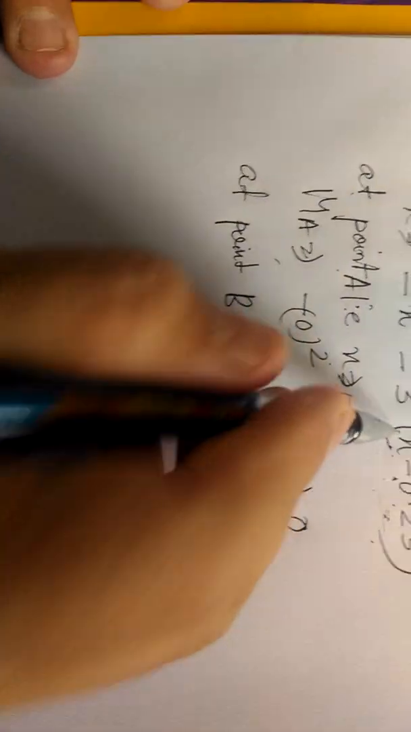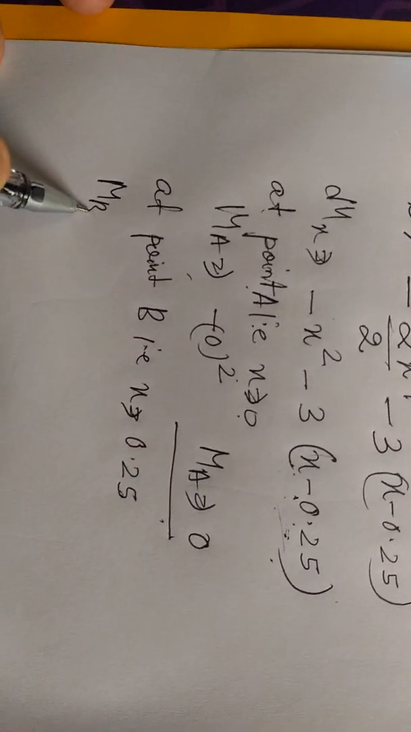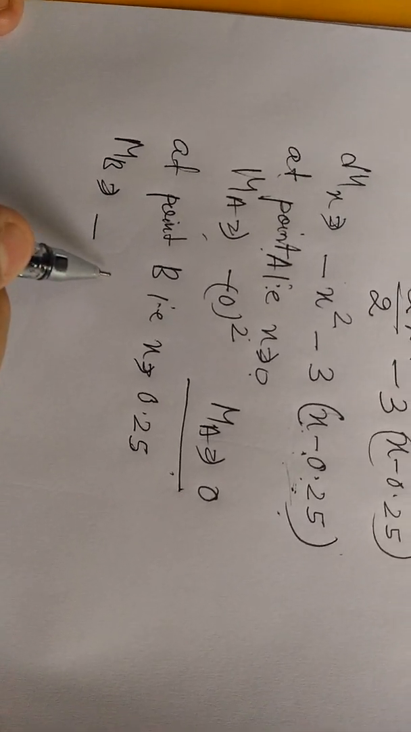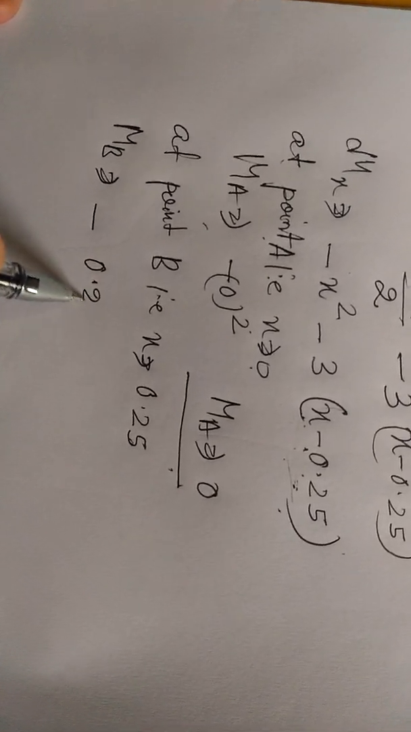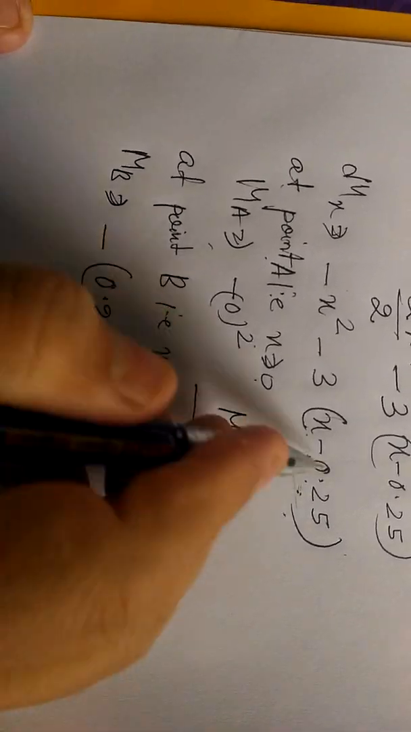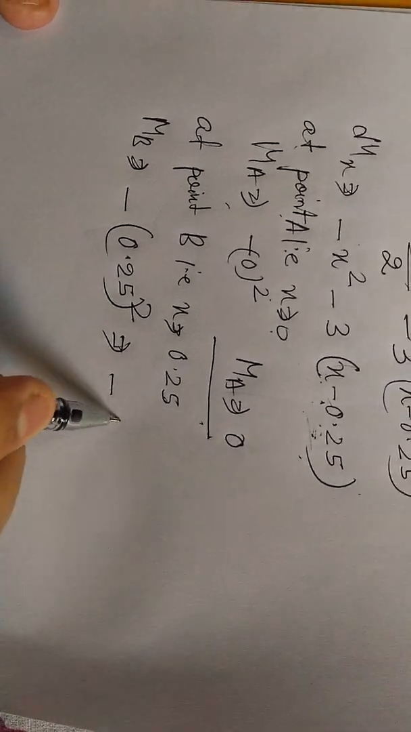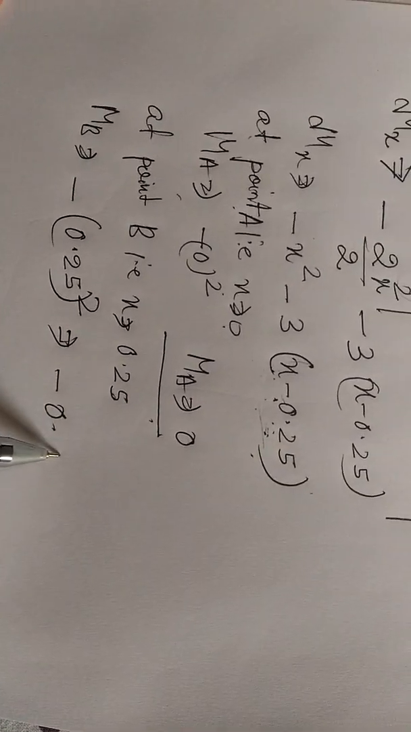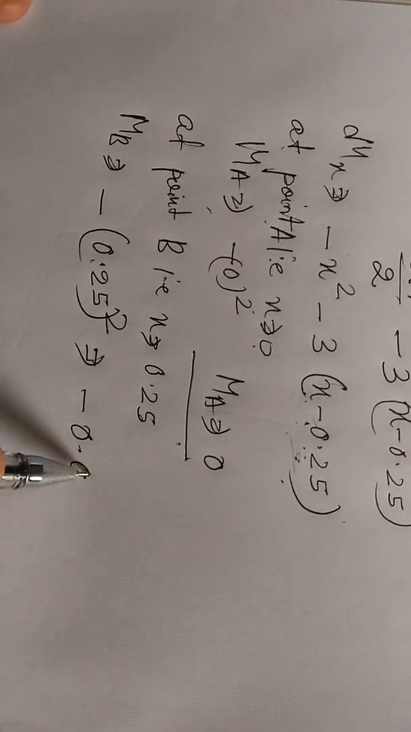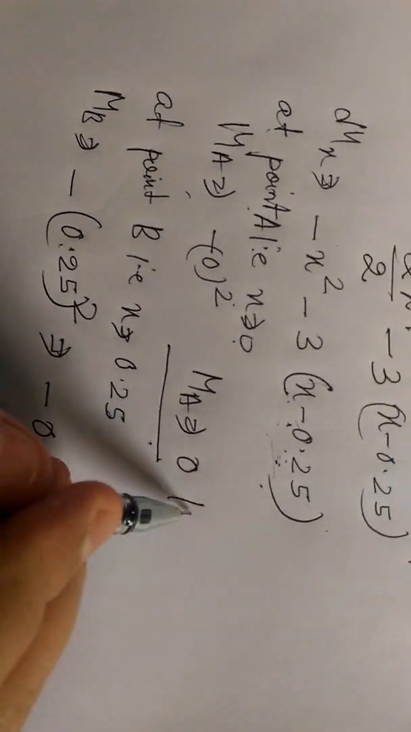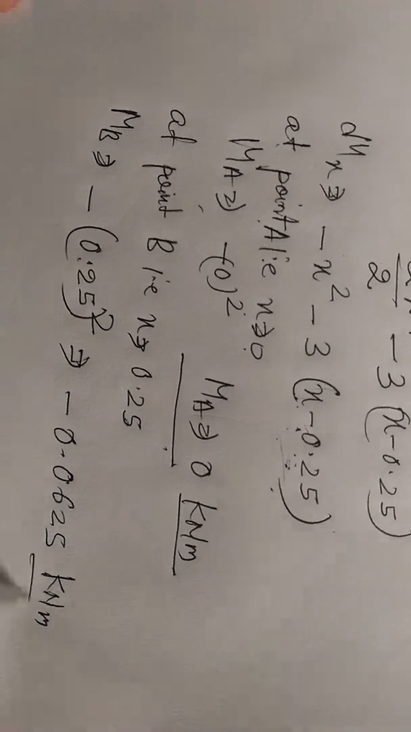So putting the value of x here, MB is equal to minus 0.25 square, and this term is 0.25 minus 0.25, that is 0. So this is equal to minus 0.25 square, that is minus 0.0625 kilonewton meter. This is the unit for bending moment.